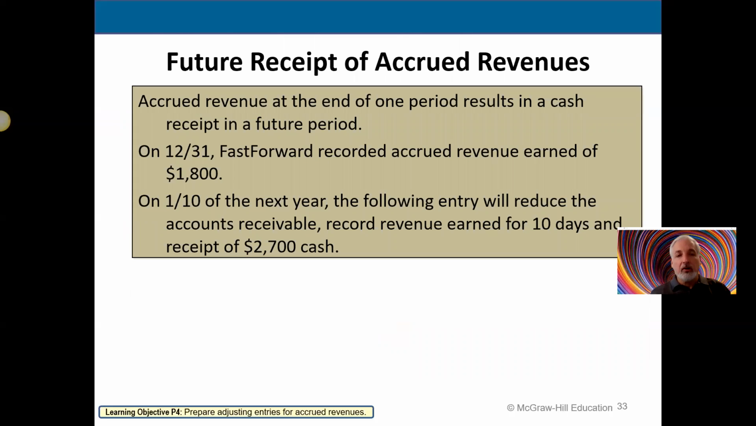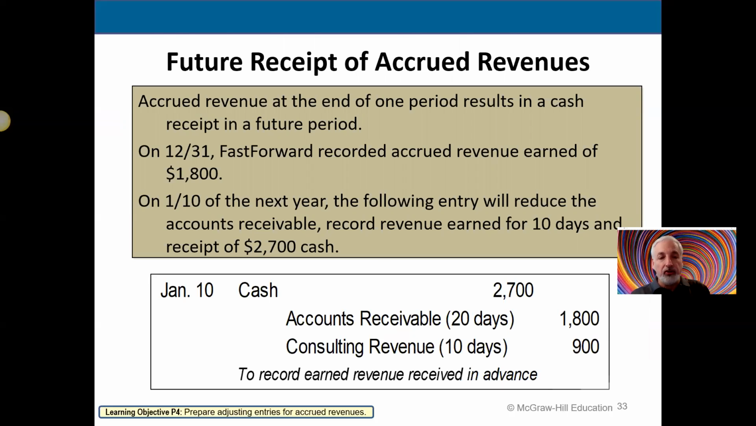And then accrued revenue at the end of one period is cash receipt in a future period. So when we get that cash later in January 10th, we're going to only recognize 10 days, 900 in January of revenue, and we're going to clear the receivable, the 1,800 that was sitting on the balance sheet as an asset, because it's no longer owed to us. We got paid 2,700. 1,800 was for last year's services, and 900 is for this year's services. And only 900 will reflect on the income statement for January so far this year.